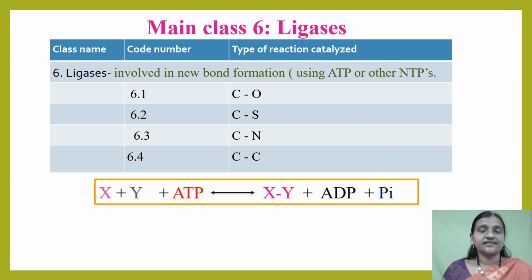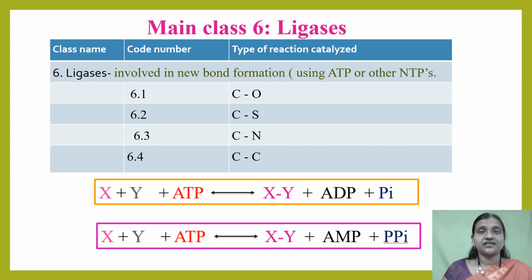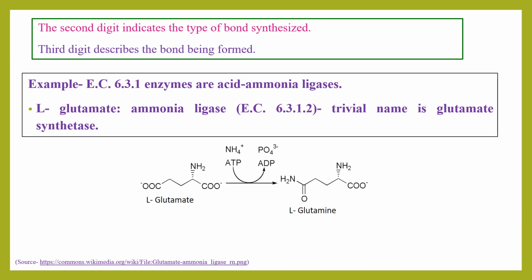So let us take the example here where, say for example, it is bond formation between X plus Y, where ATP is consumed and ATP is cleaved into ADP and inorganic phosphate. But at times during new bond formation, the ATP can split up into AMP and pyrophosphate, releasing more energy as per the requirement of the reaction. The second digit is indicating the type of bond which is synthesized, while the third digit describes the bond that is being formed.